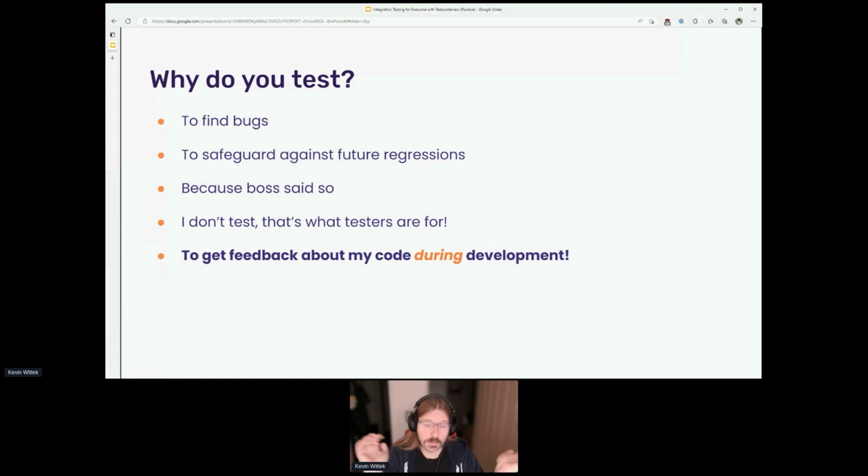And in my opinion, the best way to approach testing as a developer is to use testing to get feedback about your code during development. The easiest way to get feedback about the correctness of your code in a very comfortable way, very highly automated. That's why I love writing tests during development, because that's for me the easiest way to understand if what I'm programming is actually correct.